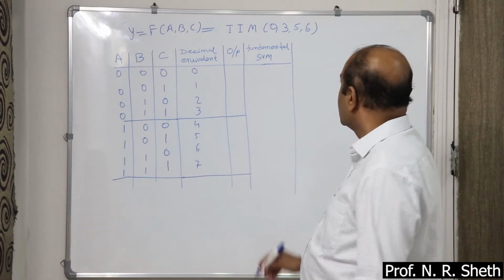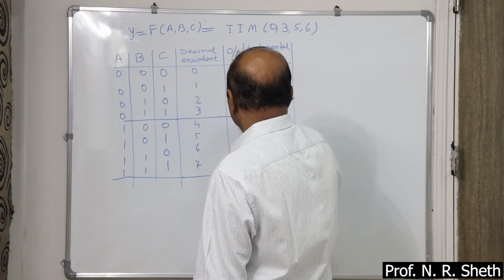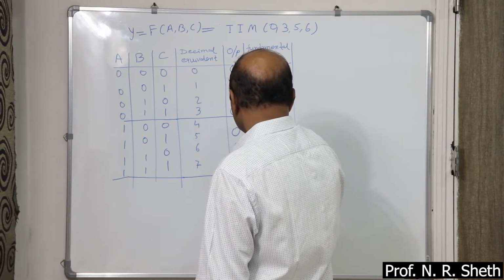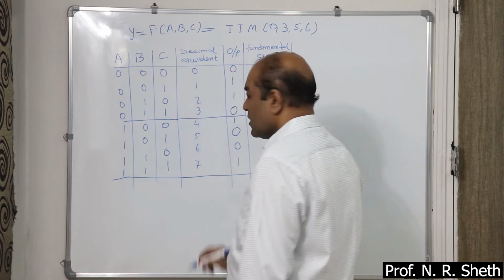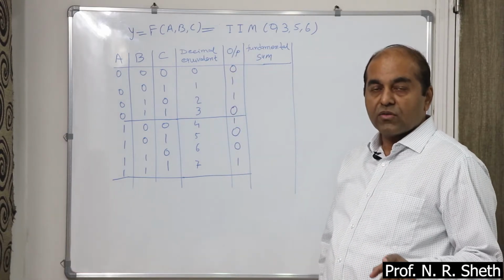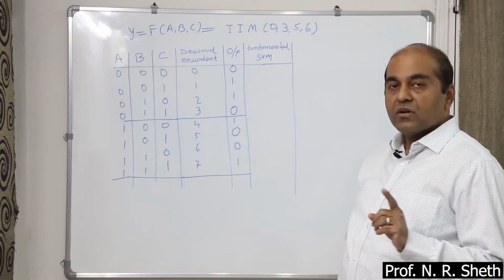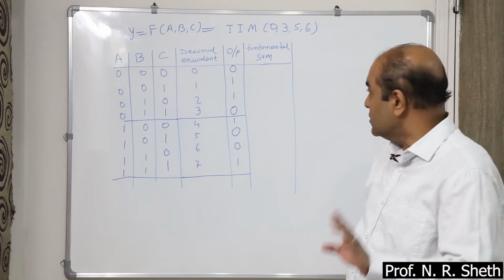Output is low for case number 0, number 3, number 5 and number 6. The remaining entries are high. We have to find out the fundamental sum for only those cases whose outputs are 0.